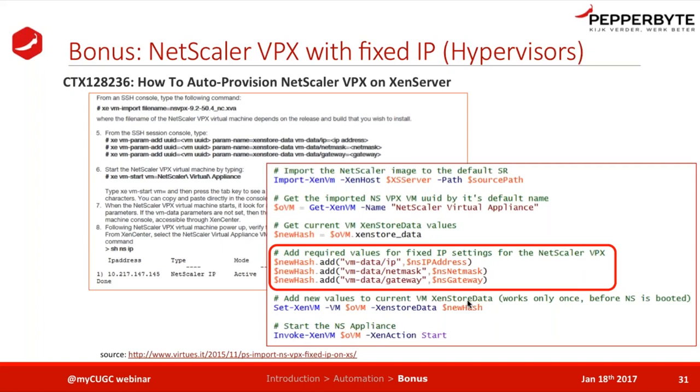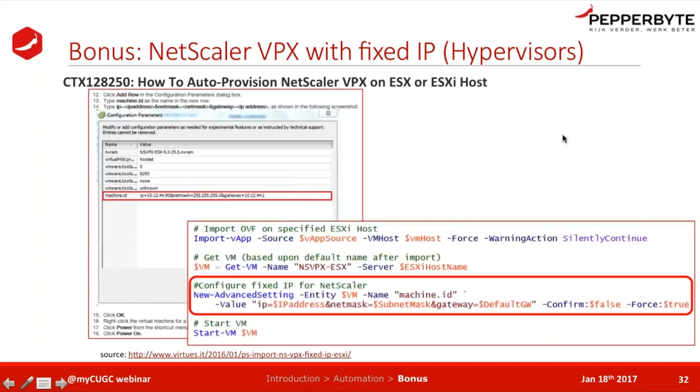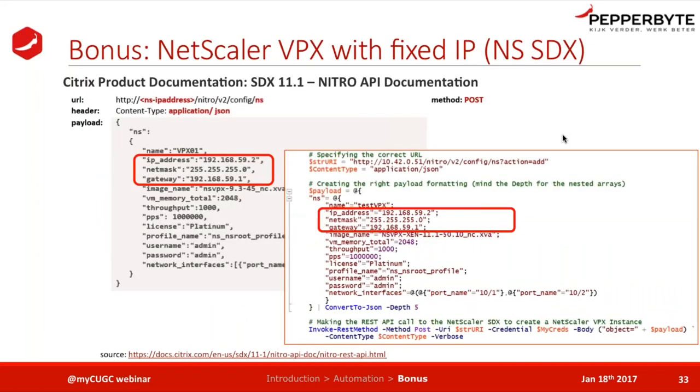And of course, I realize not everybody uses XenServer in production. So I made sure that I also found the right article to auto-provision your NetScaler VPX on ESX. And that also was translated by using the PowerShell CLI snap-ins into a PowerShell script that will easily configure a fixed IP address for that NetScaler.